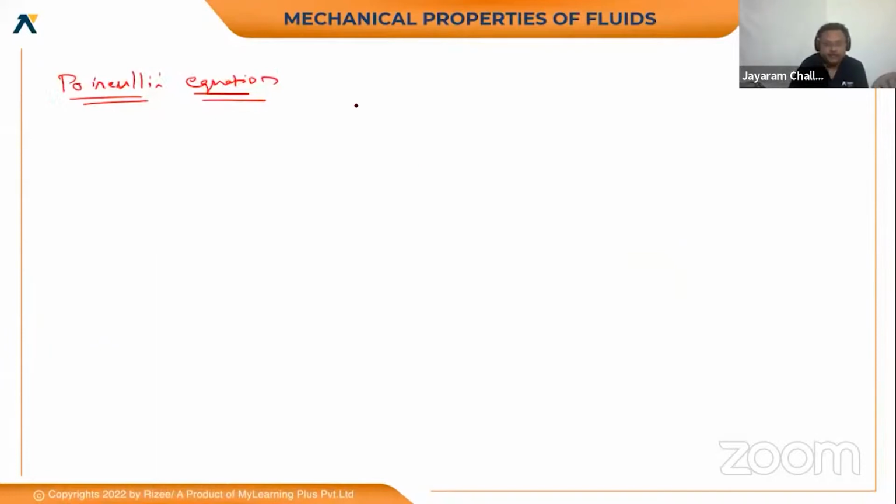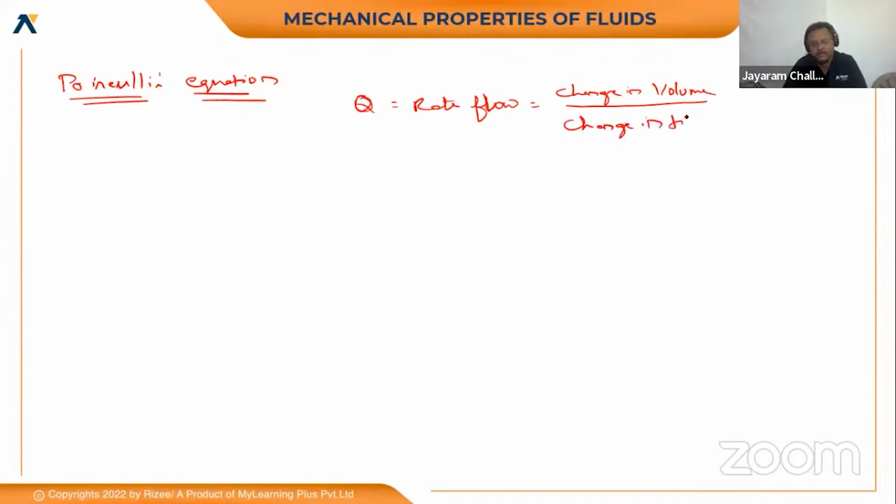Poiseuille's equation ఏంటి sir? So Q, I am writing what is Q, sir? Rate of flow. Rate of flow అంటే meaning ఏంటి అంటే change in volume by change in time. Ante this can be written as dV by dt ne kada. So what is the formula of the rate of flow? Q is equal to pi P r to the power of 4 by 8 eta L kada.